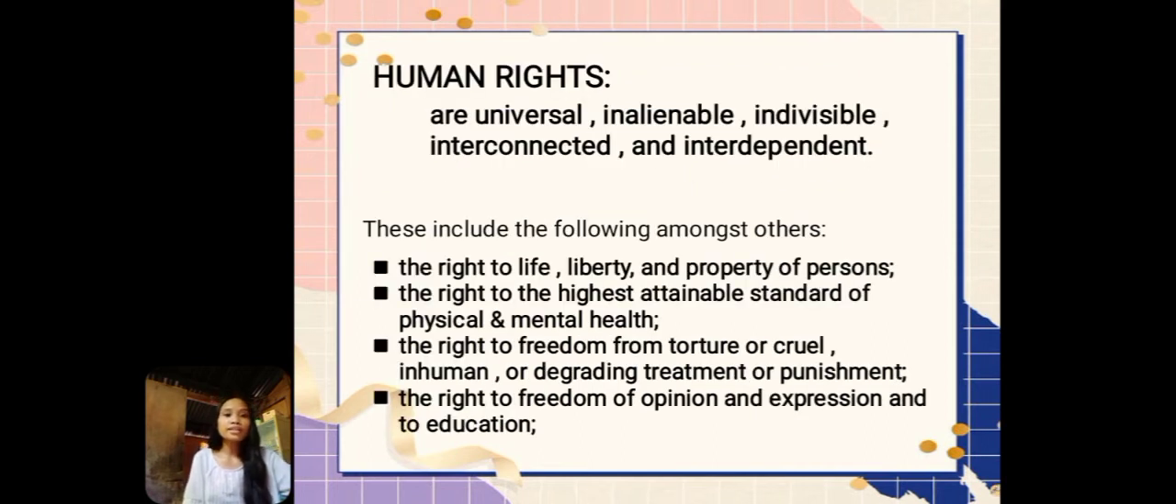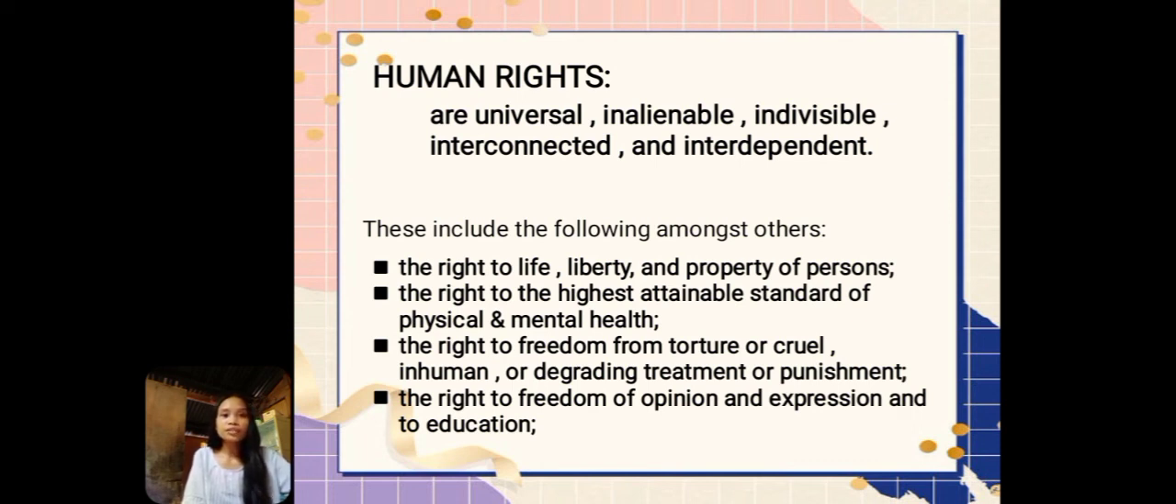So human rights are universal, inalienable, indivisible, interconnected, and interdependent. Human rights are needed to protect and preserve every individual's humanity, to ensure that every individual can live a life of dignity and a life that is worthy of a human being. And why should anyone respect them? Fundamentally, because everyone is a human being and therefore a moral being.